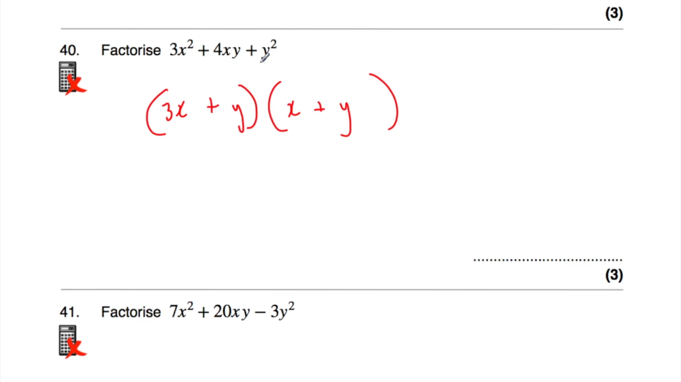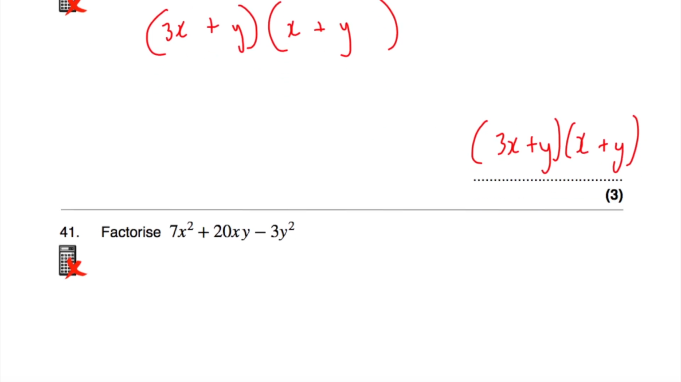If we had 3x times x, that's 3x squared. 3x times y would be 3xy. Plus another xy would be 4xy, and then y times y is y squared. So that's it, we've factorized it. So the answer would be 3x plus y, and then in brackets x plus y. And that's it. Okay, let's look at our next question, question number 41.